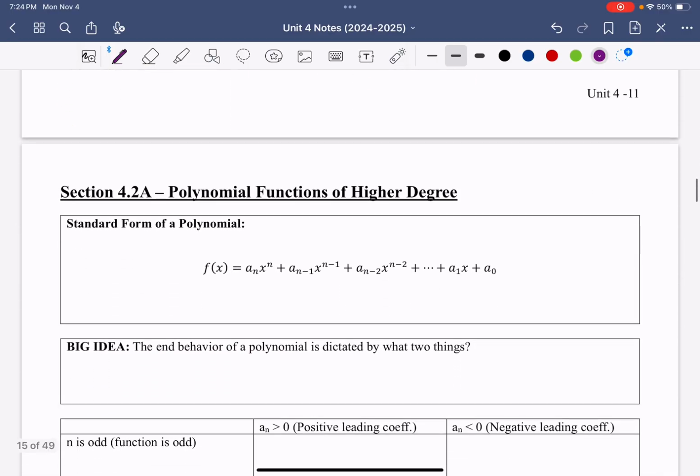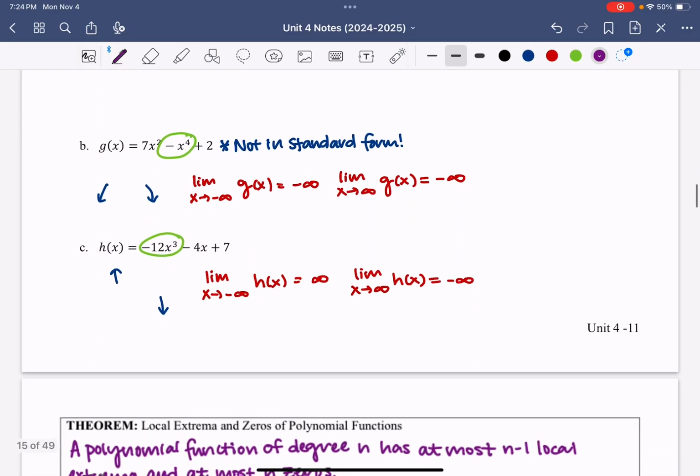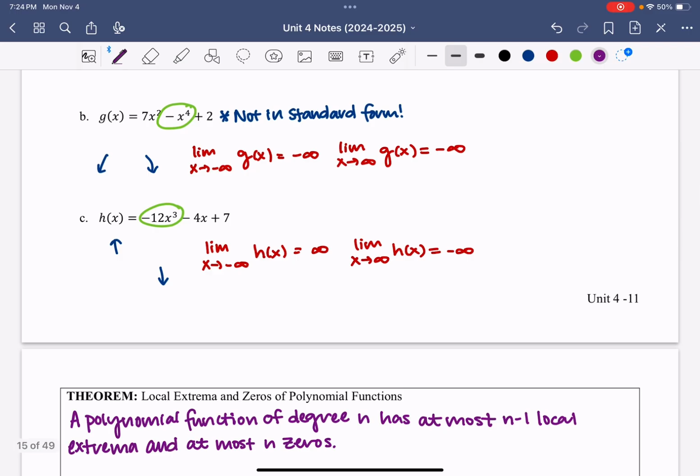Okay. Welcome back. Hopefully that was enough time and you paused. Looking at b for our function g of x, it was not written in standard form, so that leading term was actually the negative x to the 4th one. Since we have a negative leading coefficient and we had an even function, I knew that they both were going to point down. So the limit as x approaches negative infinity of g of x was equal to negative infinity, and then the limit as x approaches positive infinity of g of x was also equal to negative infinity.